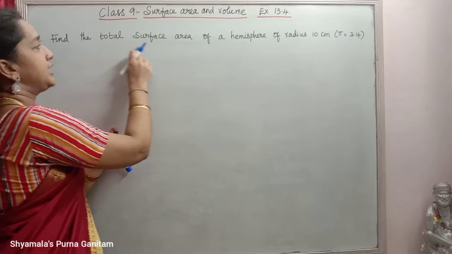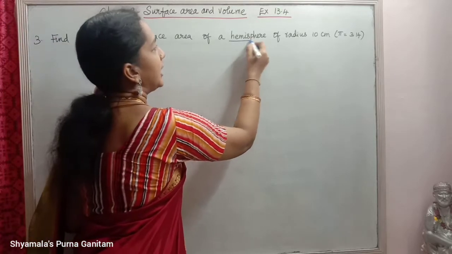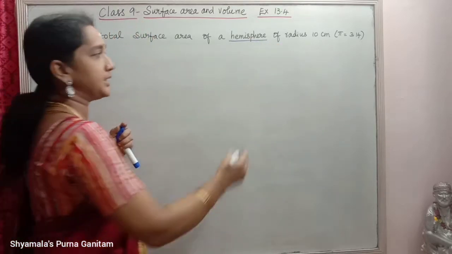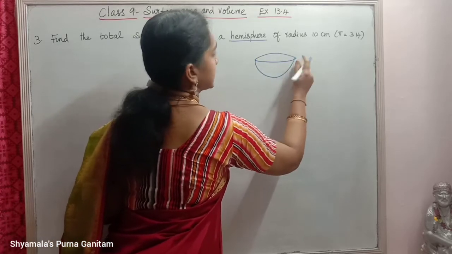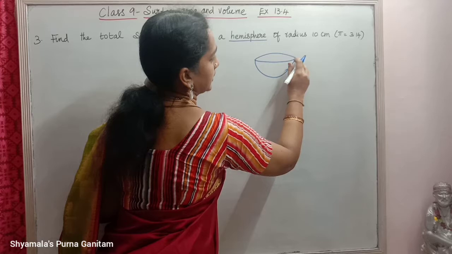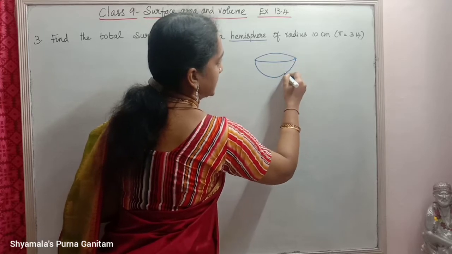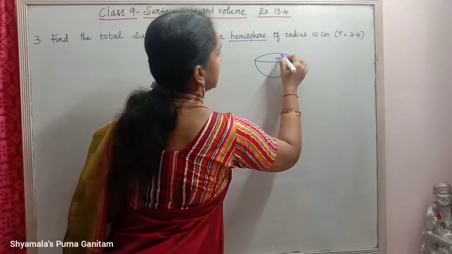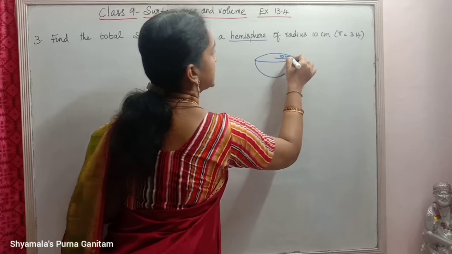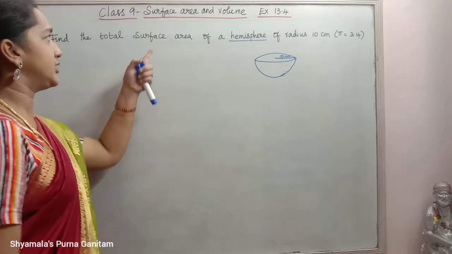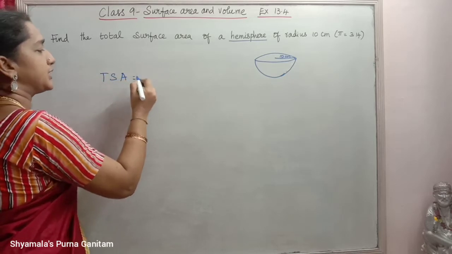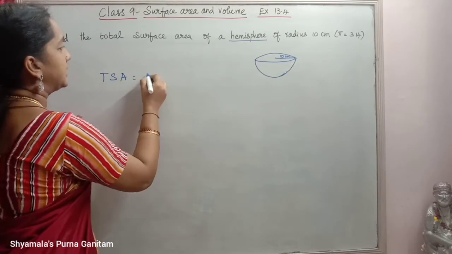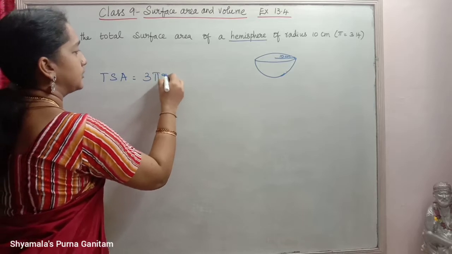The next sum is: find the total surface area of a hemisphere of radius 10 centimeter. So the hemisphere will be like this. The radius of that is given as 10 centimeter. We are asked to find the total surface area, TSA. So the total surface area of the hemisphere is 3 pi r square.